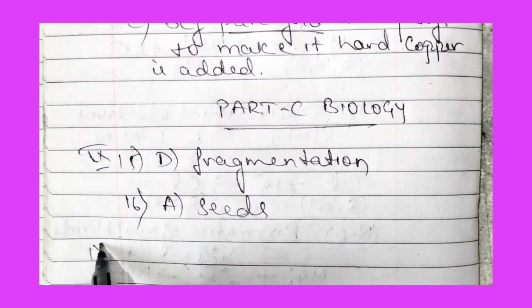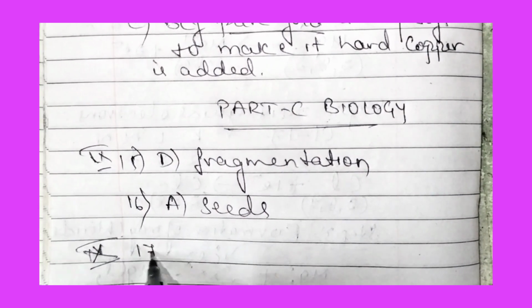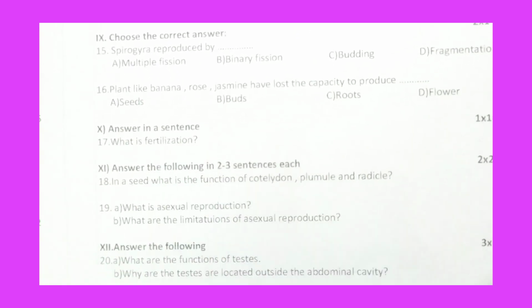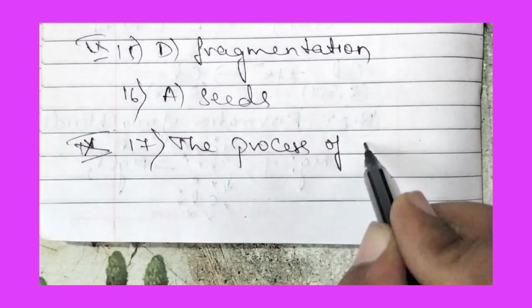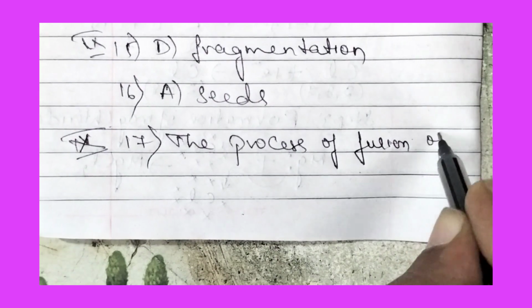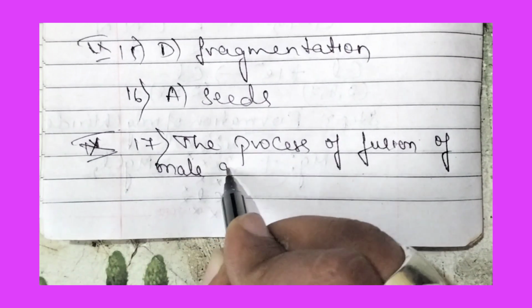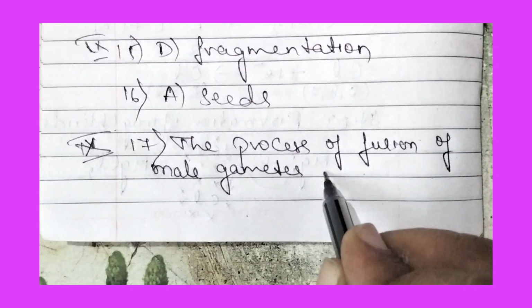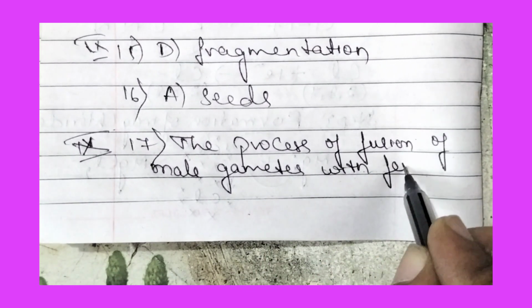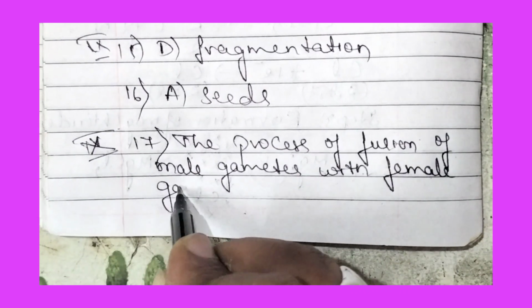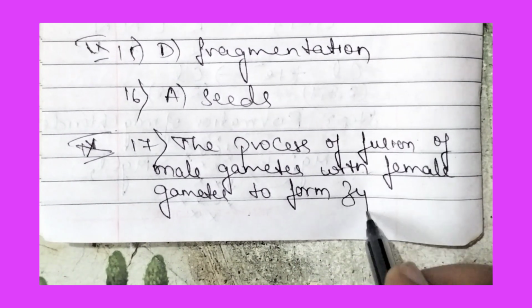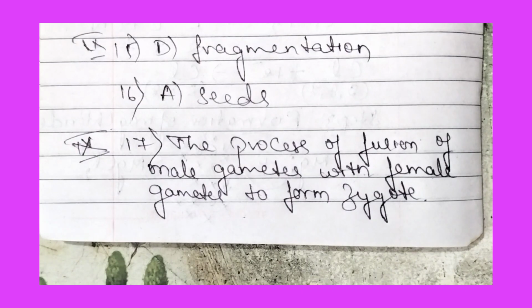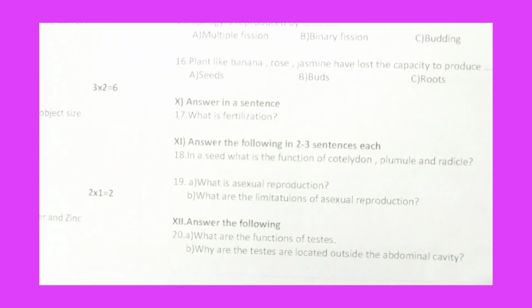Now let us move to the 17th question: what is fertilization? The process of fusion of male gametes with female gametes to form a zygote is called fertilization.